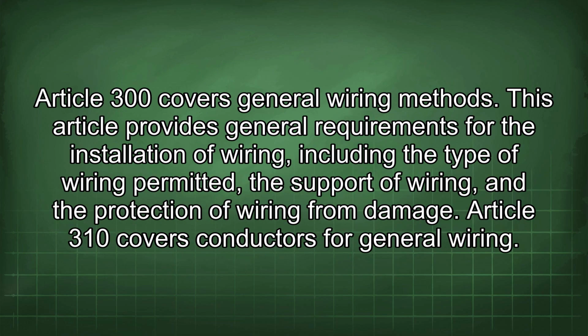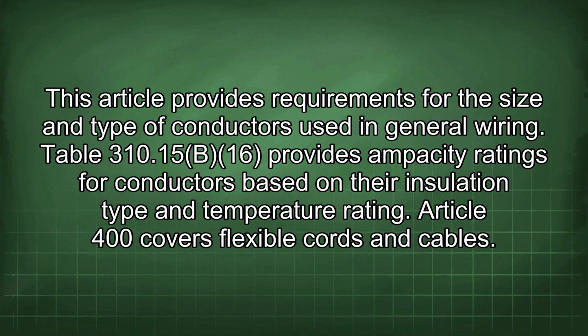Article 300 covers general wiring methods. This article provides general requirements for the installation of wiring, including the type of wiring permitted, the support of wiring, and the protection of wiring from damage. Article 310 covers conductors for general wiring. This article provides requirements for the size and type of conductors used in general wiring. Table 310.15(B)(16) provides ampacity ratings for conductors based on their insulation type and temperature rating.